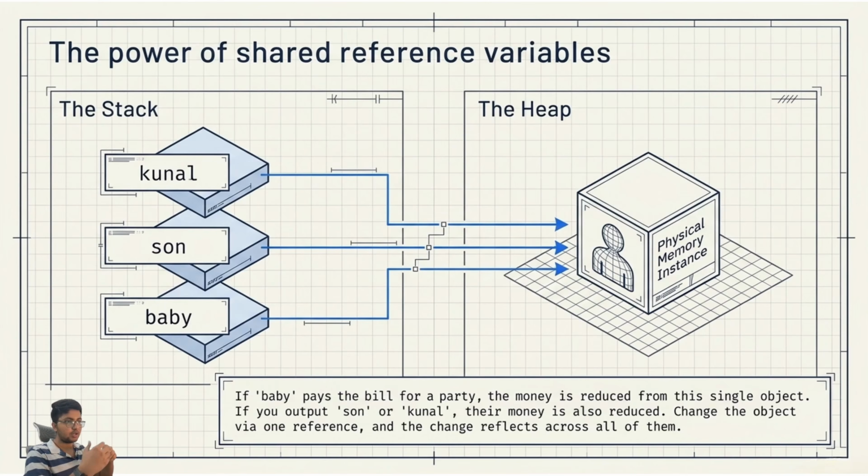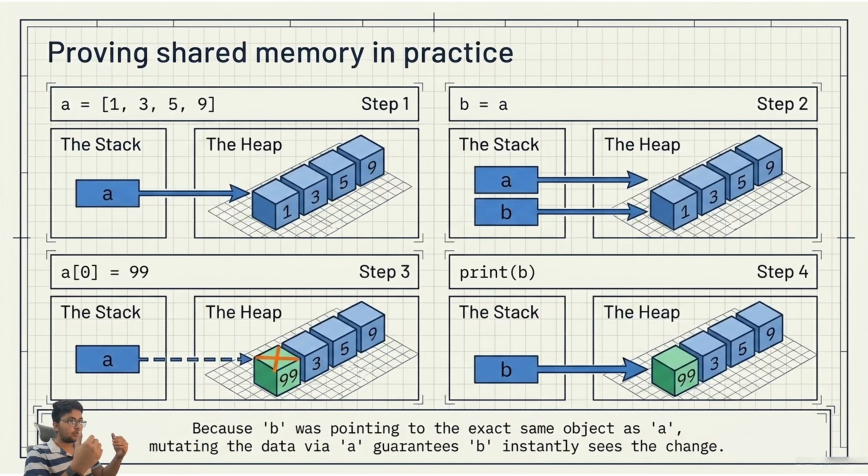For example, we have Kunal, we have son, and we have baby. There is this person whose name is Kunal. He might be a son of someone, he might be a baby of someone. But just imagine that you are going to ask Kunal to pay the bill. So when the bill will be paid by Kunal, the account is going to be depleted of that same person, whether it is Kunal or son or baby, because they are all referencing to that person in the heap.